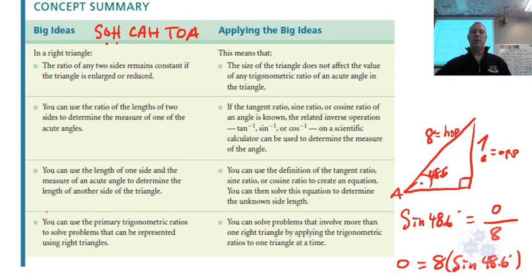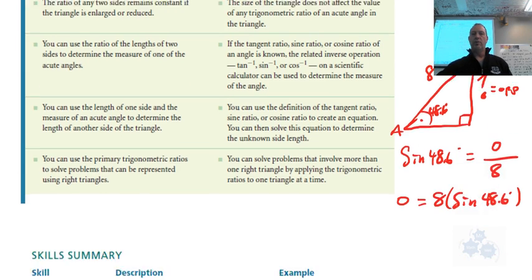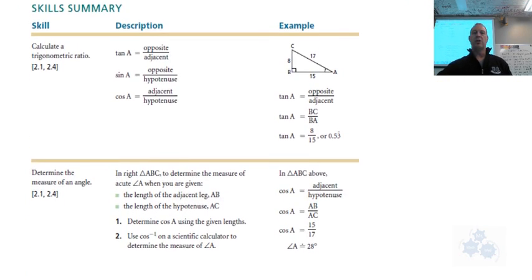All right. So the fourth big idea here really is you can just use the prime trig ratios to solve problems that involve more than one triangle. That was the last thing we did in 3.4. Okay? All right, so moving on, what are the skills that you need to know for this chapter?